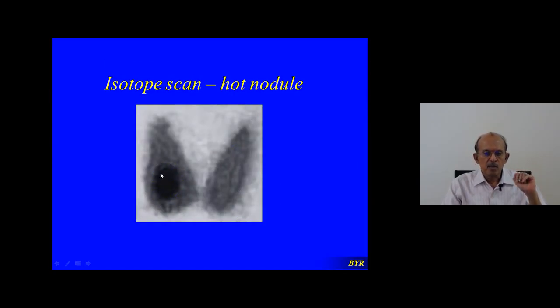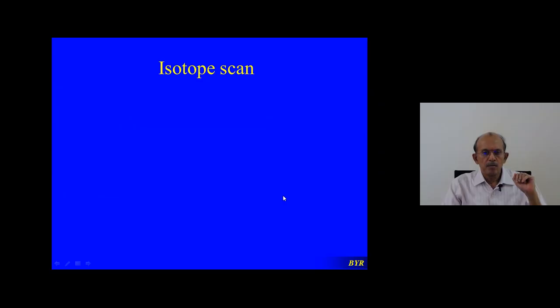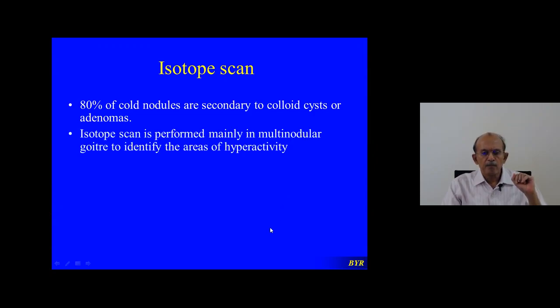This is an example of hot nodule. 80% of cold nodules are secondary to colloid cysts or adenomas. Isotope scan is performed mainly in multinodular goiter to identify the areas of hyperactivity.